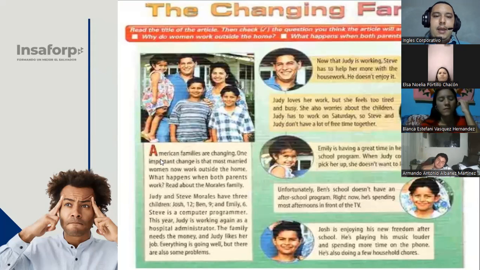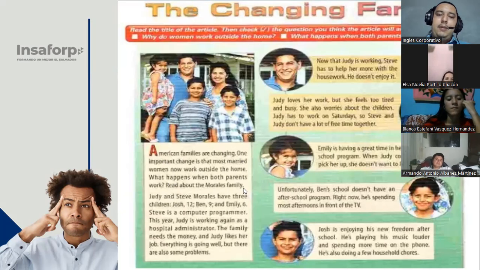Okay, here it says, American families are changing. One important change is that most married women now work outside the home. What happens when both parents work? Read about the Morales family. Judy and Steve Morales have three children, Josh, 12, Ben, 9, and Emily, 6. Steve is a computer programmer. This year, Judy's working again as a hospital administrator. The family needs the money, and Judy likes her job. Everything's going well, but there are also some problems.